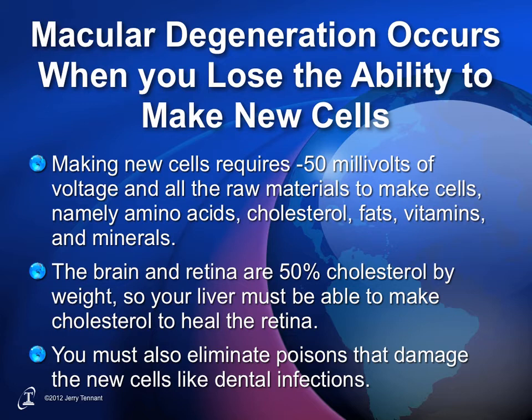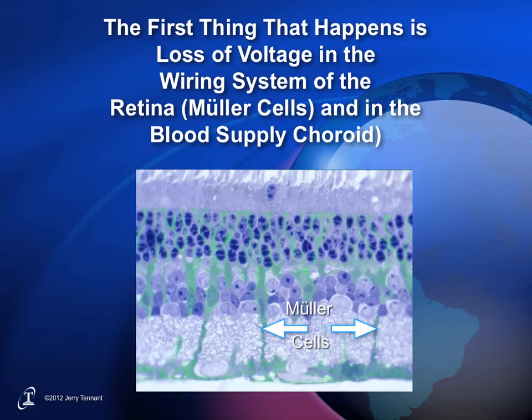Making new cells requires minus 50 millivolts of voltage and all the raw materials you need to make cells, namely amino acids, cholesterol, fats, vitamins, and minerals. The brain and retina are 50% cholesterol by weight, so your liver must be able to make cholesterol to heal the retina. You must also eliminate poisons that damage the new cells, like dental infections.